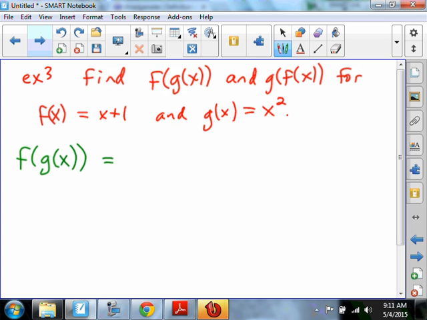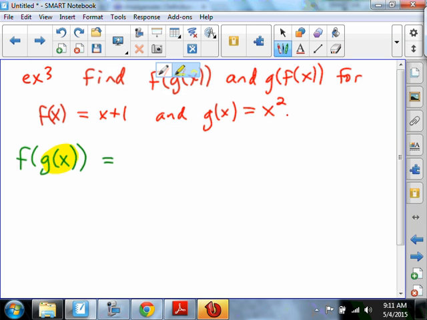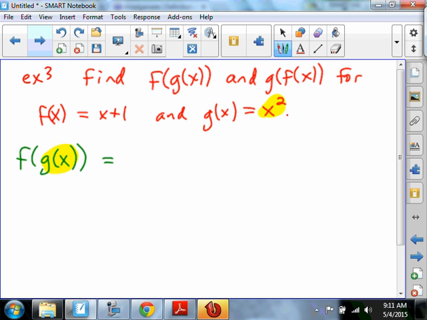Essentially, this is just substitution from the inside out. What I'm talking about is this. g of x is defined as x squared. Is everybody with me on that? That's given in the problem. Composite functions is substitution from the inside out. So I'm going to replace g of x with how it's defined. And what's g of x defined as? x squared. So I'm replacing that component with x squared.